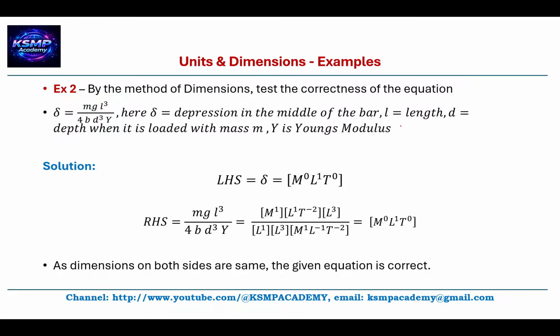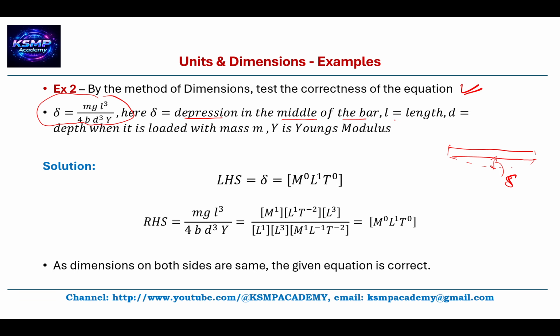Now the next one is, by the method of dimensions we have to test the correctness of the given equation, and the given equation here is delta equals mgl cube upon 4bd cube y. Now here delta is the depression in the middle of the bar, that is, if this is the bar and this is depressed like this, then this is delta.